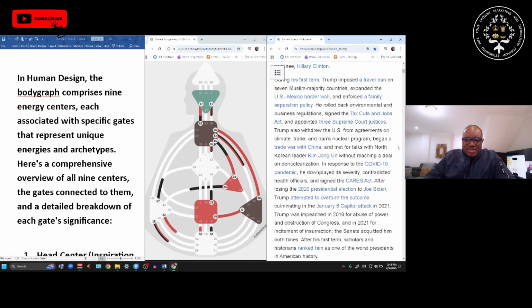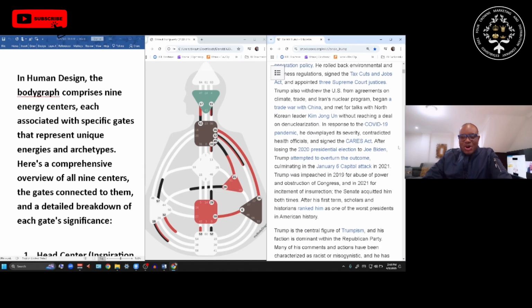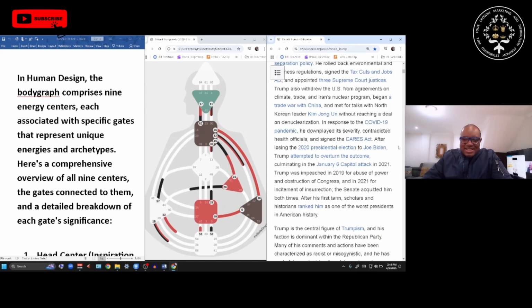Right? So in response to the COVID-19 pandemic, he downplayed its severity. Now we're reading these things to see if these correlate with what we're going to read in human design, right? He contradicted health officials and signed the CARES Act. After losing the 2020 presidential election to Joe Biden, Trump attempted to overturn the outcome, culminating in the January 6th Capitol attack.